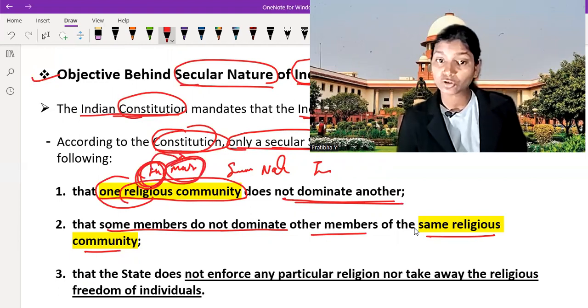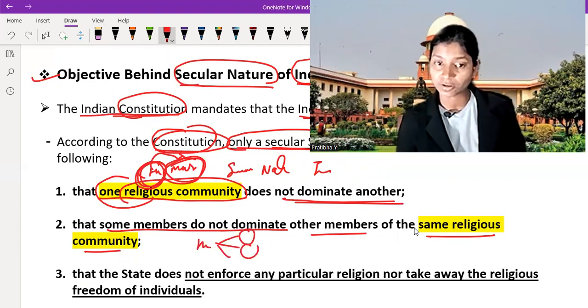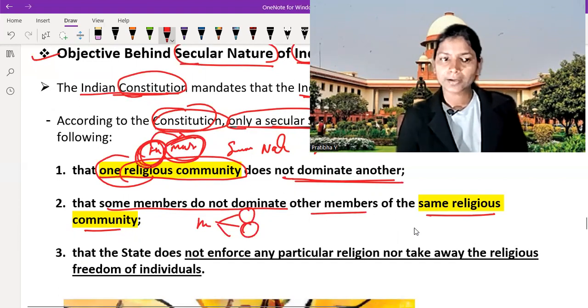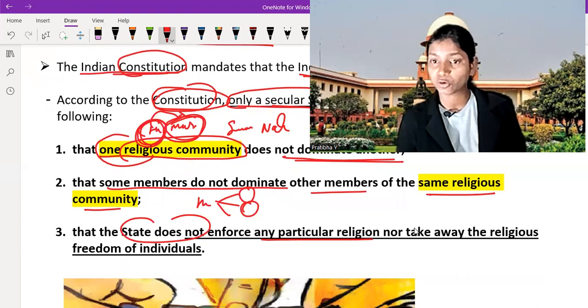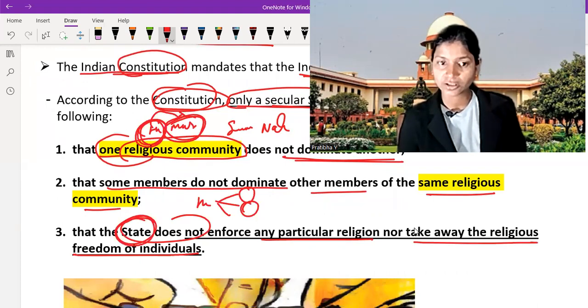And some members do not dominate other members of the same religious community. For in Hinduism, there are many divisions, so one division does not dominate over the others. Next, the state does not enforce any particular religion, and does not take away the religious freedom of the individual. State authority does not enforce any particular religion.